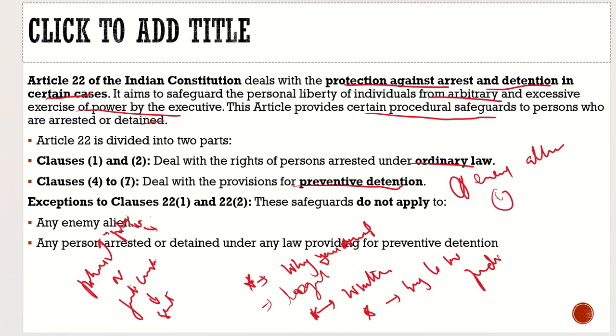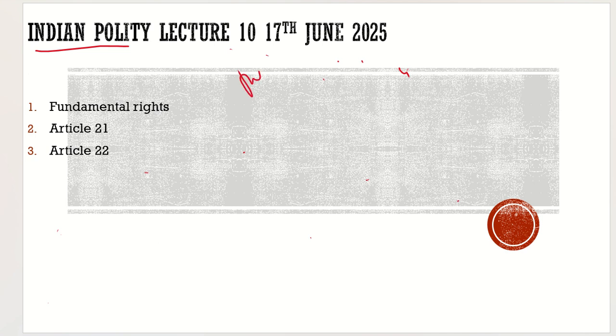The second exception is a person arrested or detained under any law providing for preventive detention. If it is for preventive detention, then this is the exception. Suppose the executive or the police feel that a certain person who is under their radar will commit a certain crime, for instance a politician or a separatist.